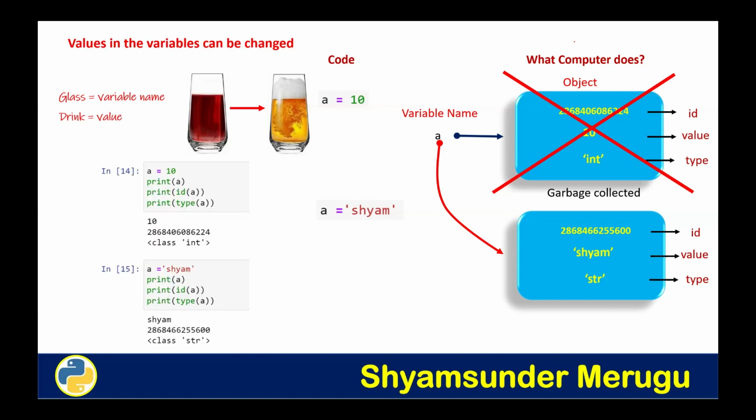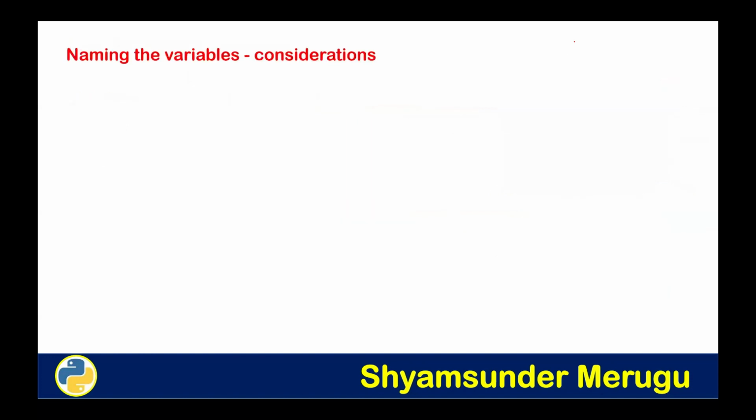So here is the code snippet where the variable is assigned different values, and how to print the value, ID, and type of that particular value which is assigned to that variable.